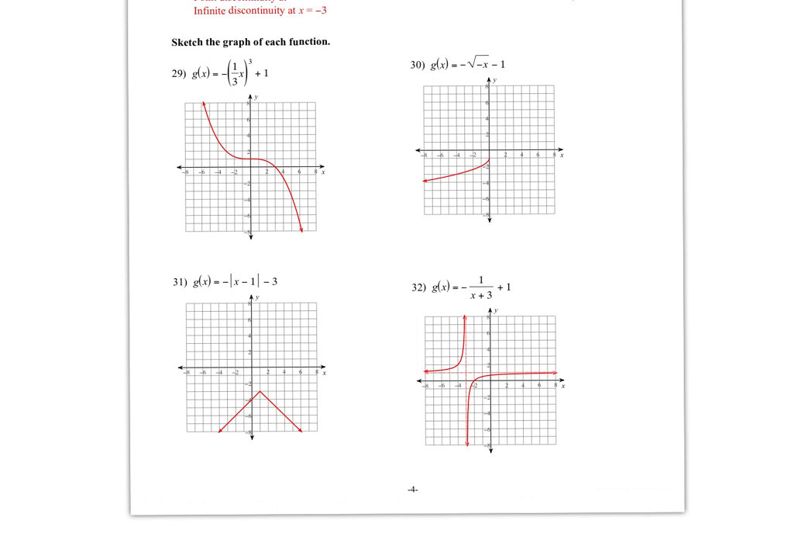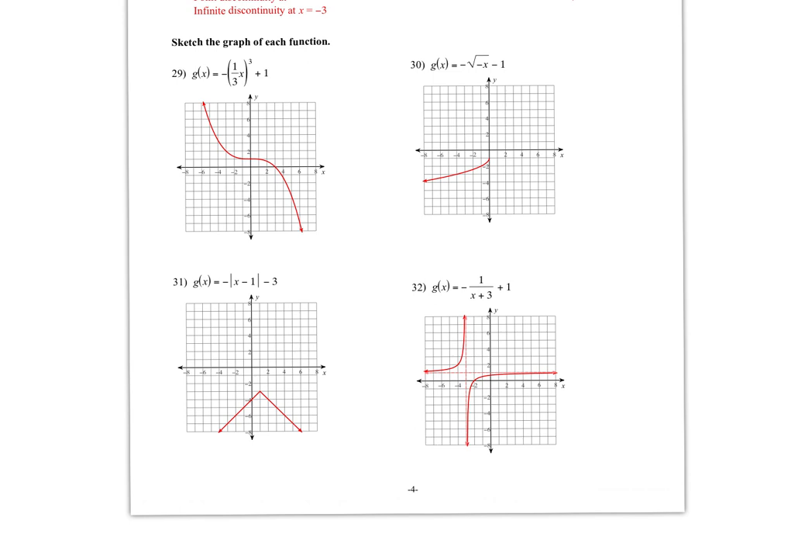Inside moves you left and right, the opposite of what you think. Outside moves you up and down, the way you think it would, right? Positive up, negative down. And then multiplying by it either squishes it or stretches it, okay? So a small number or fraction will squish it, a larger number like greater than 1 will stretch it, okay? Negatives will flip it, right?